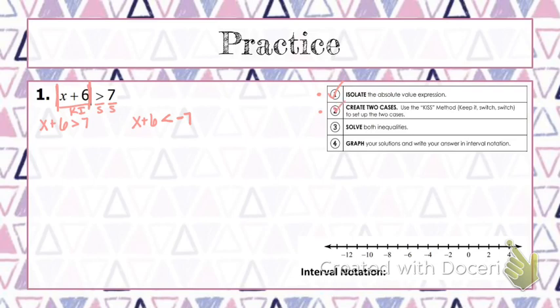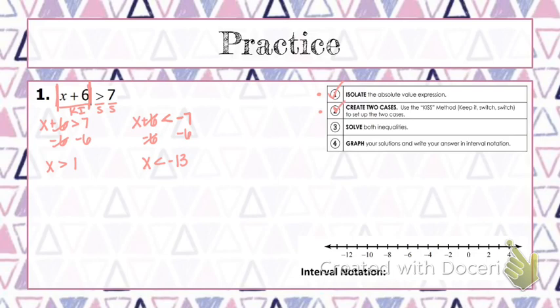Then we're going to solve both inequalities. So we're going to subtract 6 from both sides, and we get x is greater than 1. And then on the other case, we're going to subtract 6 from both sides, and we get x is less than negative 13. And remember that when we have a greater than inequality, that is an or inequality, so our graph should look something like this. That's not exactly what it'll be, but it should look like that.